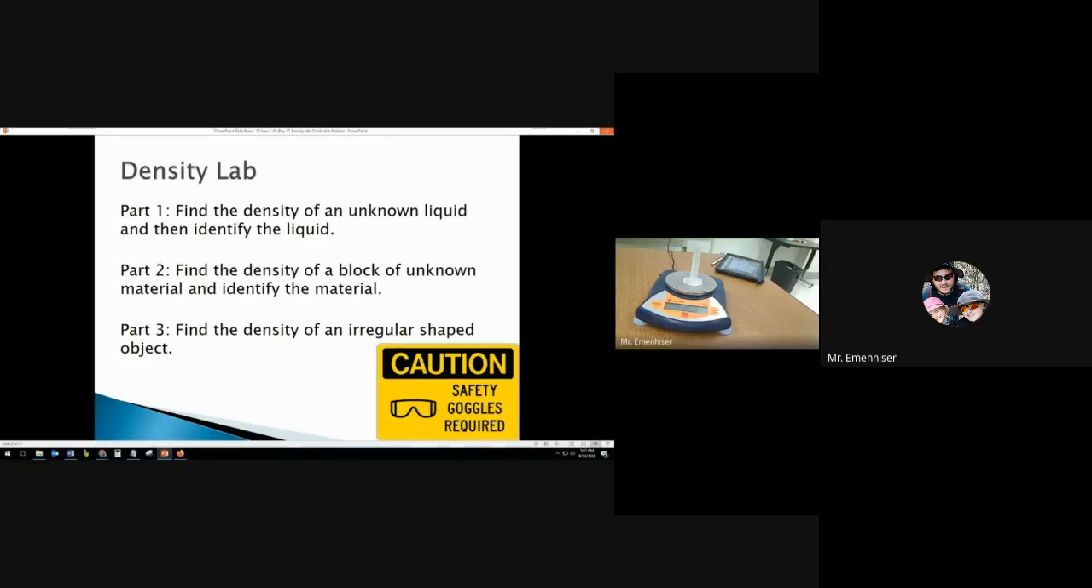And then part 3 is to determine the density of an irregular shaped object, which I think I show in a second. Not that one. That was the one we already did. This one. So there is the irregular shaped object. And then we're going to compare them. I think the density should be close because they look very similar, don't they?